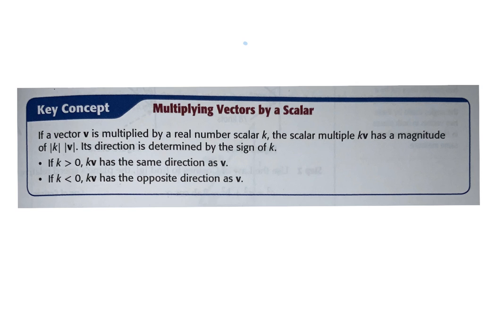It will be about vectors. If a vector is multiplied by a real number, the scalar multiple has a magnitude of k times v. Its direction is determined by the sign of k. So think about the term scalar way back from geometry. When you did scalars, you literally just multiplied by the number, and that's pretty much what it's telling you here. You have a vector. You have a scalar of the vector. You are going to multiply the magnitude by the scalar, and it may change direction based on what you did.